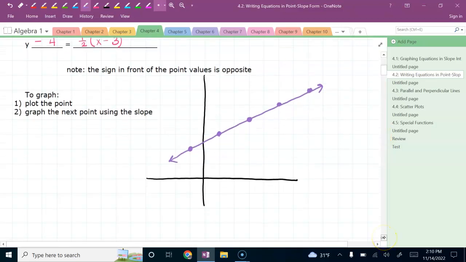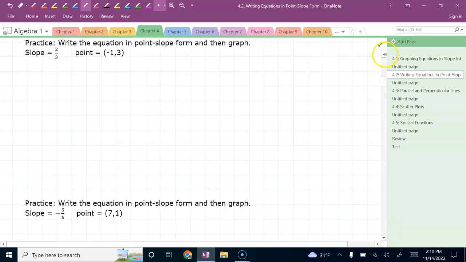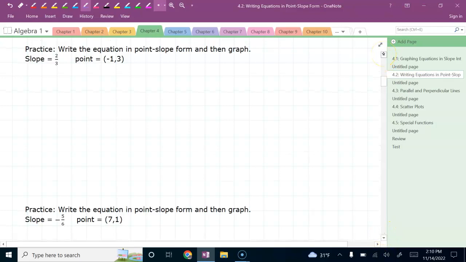On the bottom of this page, there are 2 practice problems. And I want you guys to go ahead and take a minute here and try to do both of these practice problems. And then when you have the equations written out, and you've got it graphed, go ahead and resume watching the video.